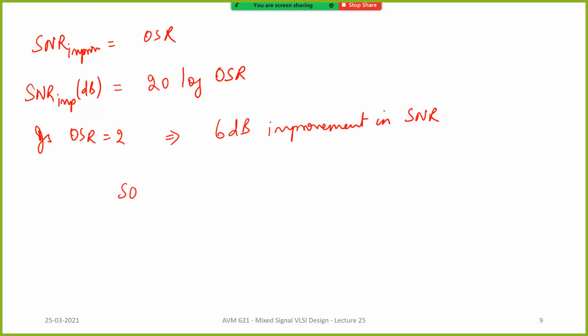What is the SQNR formula? 6.02 n plus 1.76. In other words, it is almost like saying 1 bit improvement per doubling of frequency. So you're going to improve the resolution of your ADC by 1 bit. Oh, sorry, it's 10 log OSR, because we are talking about signal to noise, and this is the noise power that we are talking about. So it will be 10 log of this.